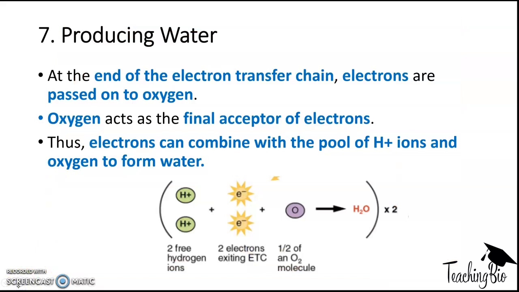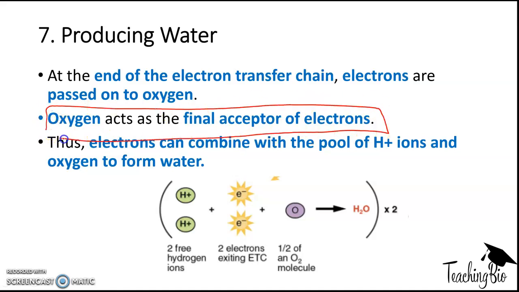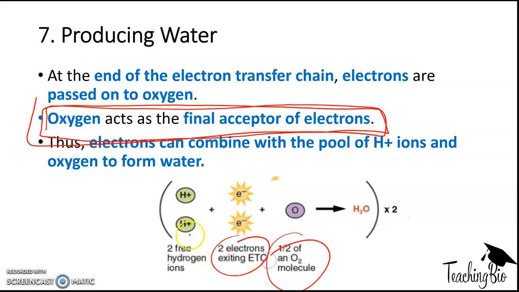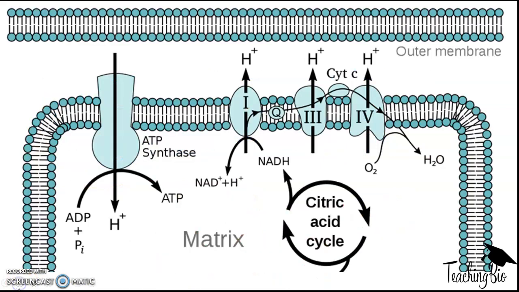Finally, how is water produced? Well, at the end of the electron transport chain, the electrons are passed onto an oxygen molecule. Oxygen acts as the final or terminal acceptor of electrons. It's very important that you remember this statement. So electrons combine with the oxygen, and then there's 2 free hydrogen ions because of the massive pool of protons we've got, and that then forms water. And here's the entire process summarized, and there's sort of ATP synthase, there's the proton moving down.